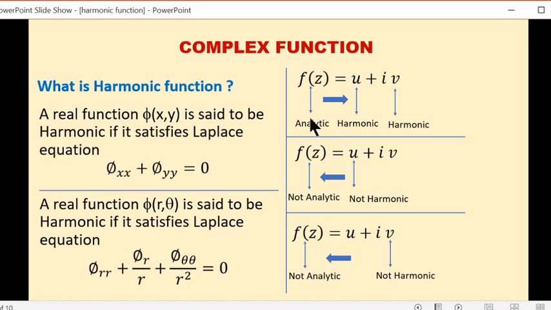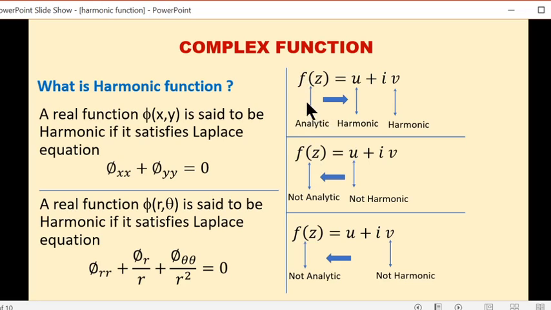If f of z is analytic, then we know that u is harmonic, and we know that v is harmonic. We have a special name for these two: they are called harmonic conjugates of each other. Now if we have f of z equal to u plus iv, and we come to know that u, only the real part, is not harmonic, then we know that the function f of z cannot be analytic.